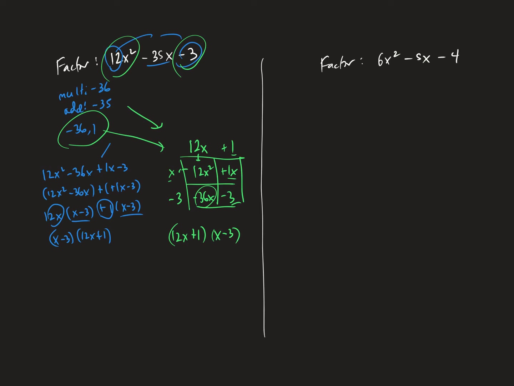All right, second example, same idea. First times last, multiply to give me negative 24. Add to give me the middle. Two numbers that do that are negative 8, positive 3. If I'm doing grouping, this is what it'll look like. Actually, let me do it the other order this time.